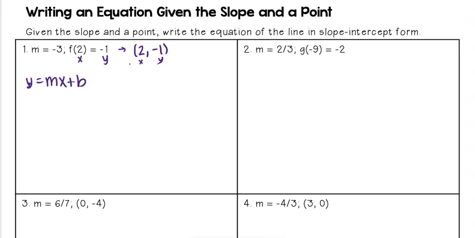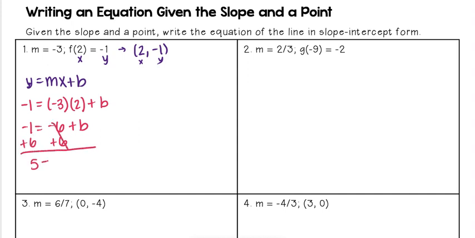And the reason why is I have a y value of -1. So instead of y, I'm going to plug in -1. I'm given my m of -3. I get my x from my point as well, and that's 2. And now I just need to find my b. Well, -3 times 2, I get -6. And then to get b by itself, I'm just going to add 6 to both sides. And so I get that 5 is equal to b.